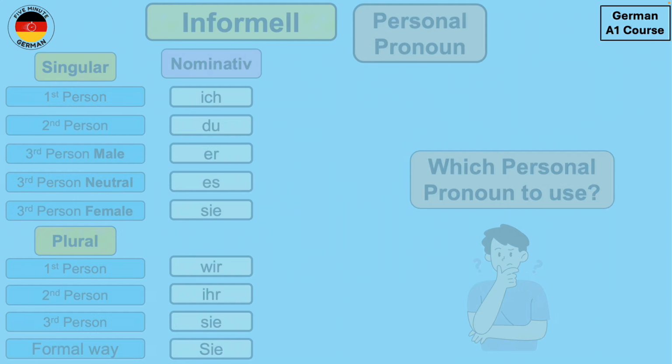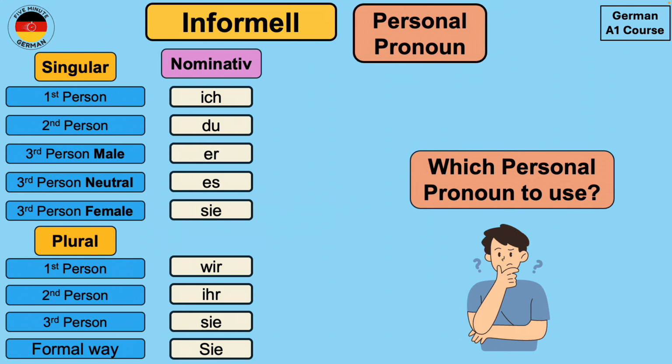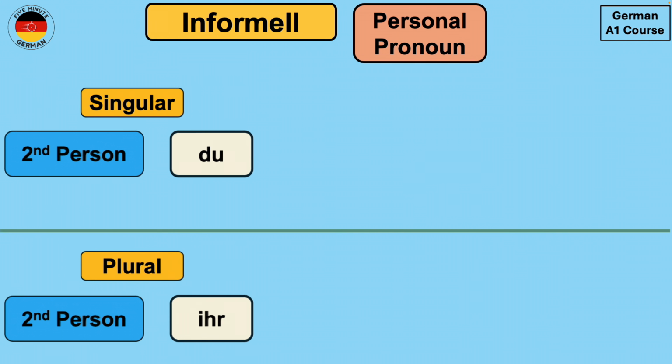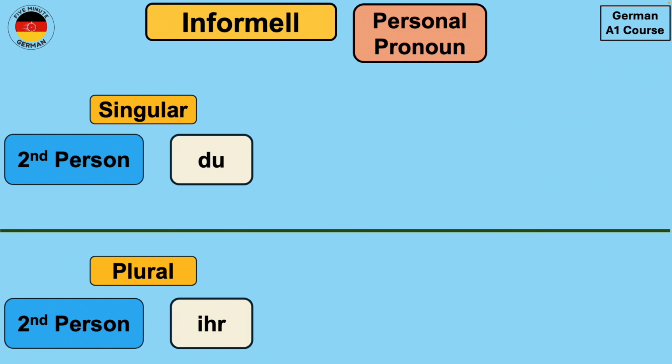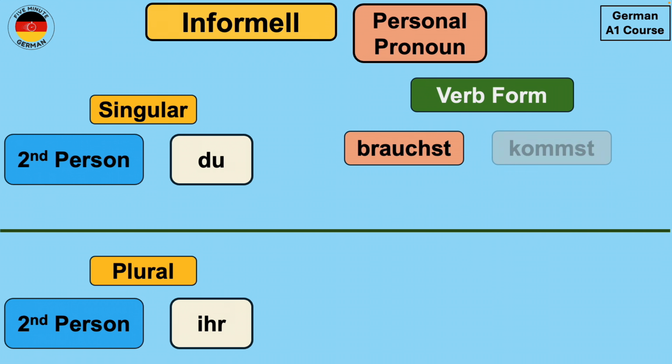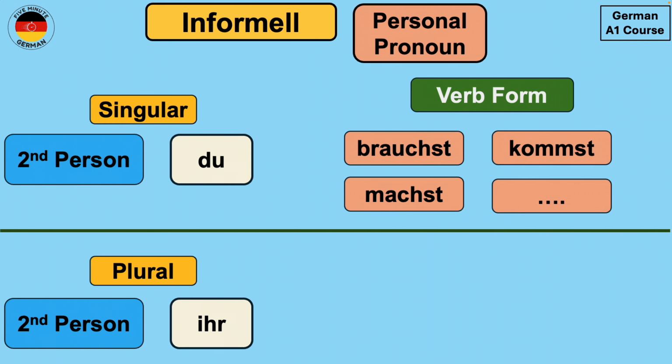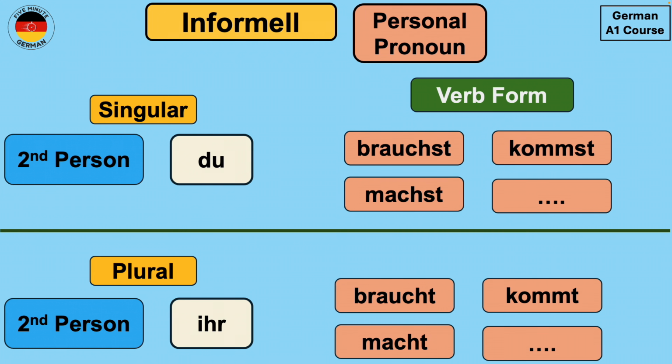Now, which personal pronouns will you use in case of informal? So if you are writing to only one person, then you will use the second person singular, which is du. And if you are writing to more than one person, then you will use the second person plural, which is ihr. And remember to use the correct verb conjugations or verb forms. So in case of du, they will be, for example, brauchst, kommst, machst, etc. And for second person plural, which is ihr, they will be braucht, kommt, macht, etc.